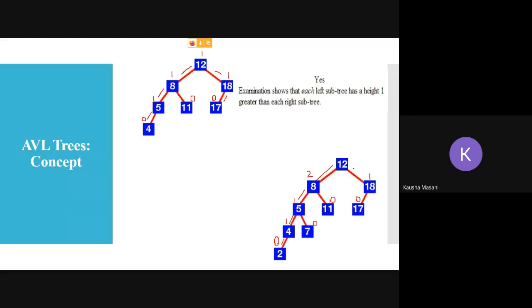Okay, the longest path on this side is 1 and 2, right? So 4 minus 2, that is 2. So this is not under the concept of an AVL tree, because the subtree with root 8 has height 4 and the subtree with root 18 has height 2. So you have to rebalance this. This needs to get rebalanced.